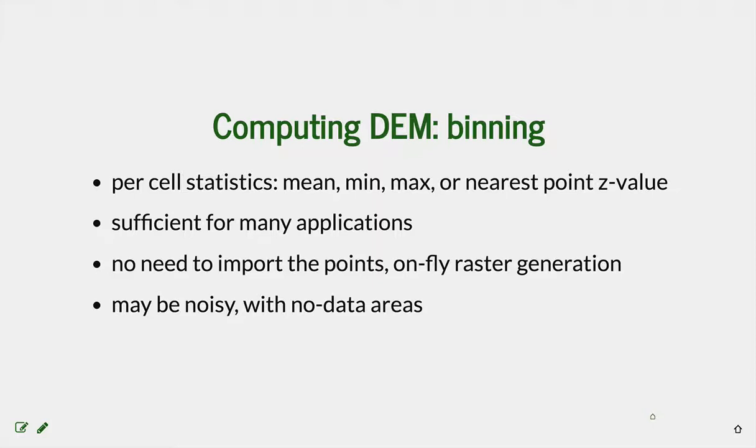The simplest one is binning. We already discussed using parcel statistics to analyze the point cloud density. Here we can use a similar approach to compute mean point elevation per each grid cell, resulting in a digital elevation model. We can also use the minimum z-value, maximum z-value, or nearest point z-value to create surfaces. This approach is very fast and sufficient for many applications.